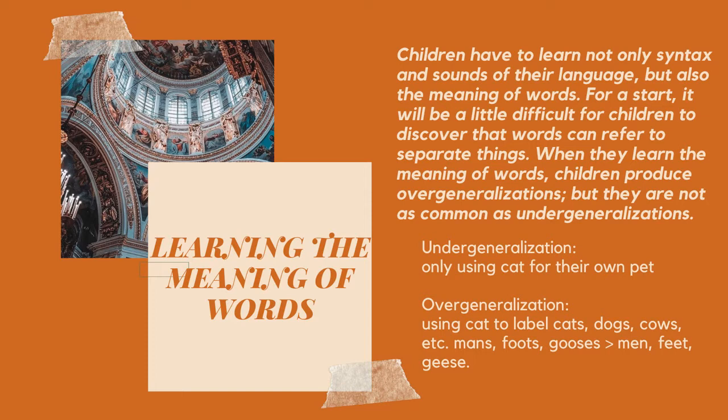Undergeneralization means the children are using a word too narrowly. For example, only using cat for their own pet. And overgeneralization means the children are using a word too broadly. For example, using cat to label cats, dogs, cows, etc.